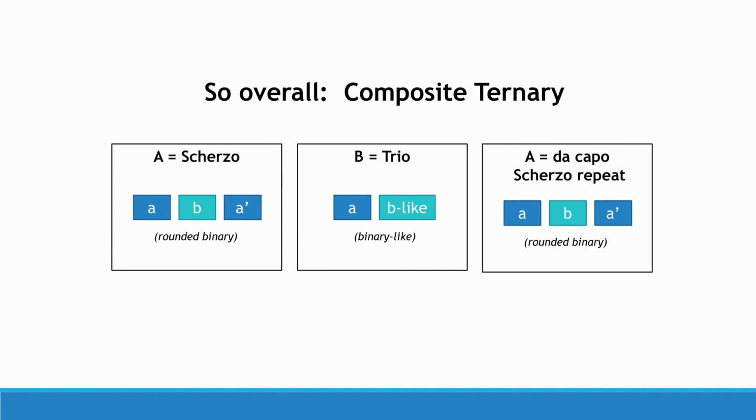And then finally, in the da capo scherzo repeat, we had the same form that we saw embedded in the original A section, a small A, B, A prime to form a rounded binary. So we don't need the embedded sections to all be the same, but we do expect embedded sections in a repeat of A, for example, in a ternary form, to be alike. So that wraps up the analysis for this video.